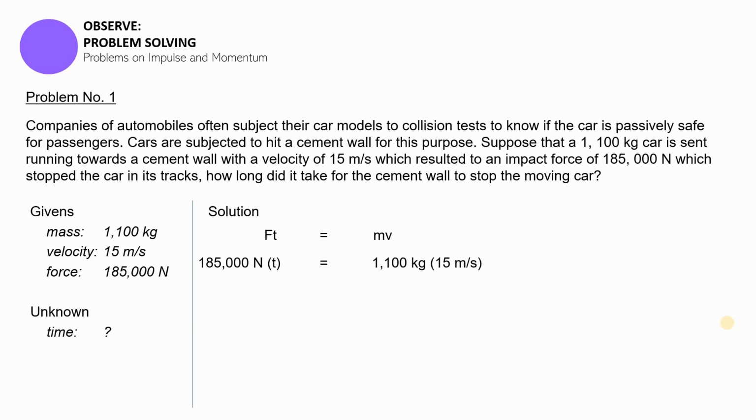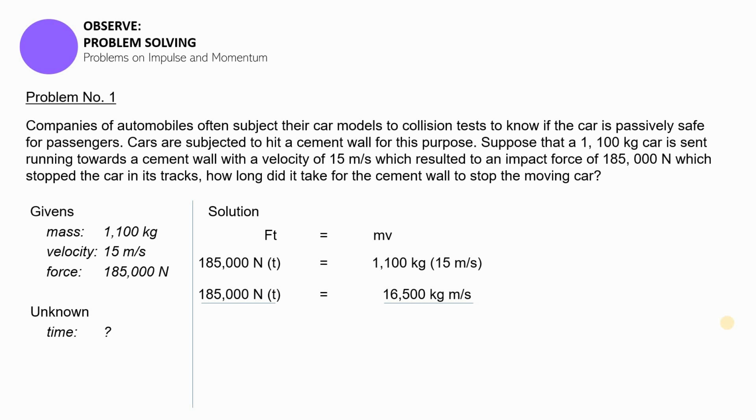And then we'll proceed with the operations. So 185,000 newtons in time couldn't be actually solved. So we just let them stay like that. Whereas for 1,100 kilograms multiplied by 15 meters per second, we get 16,500 kilograms meters per second. And then, since it's obvious that the next step should be including the equality of the two sides of the equation, we'll be doing just that.